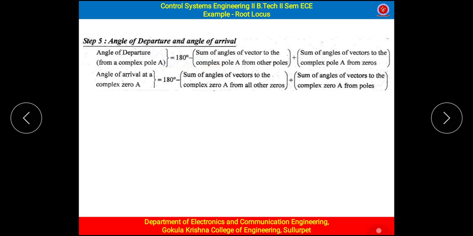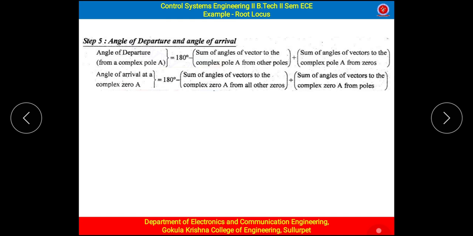So angle of departure and angle of arrival, we are basically using these angles when there are complex poles. When there are complex conjugate poles, anyway we will be discussing that with the examples we have. The expression to calculate angle of departure is 180 minus the sum of angles of vectors to the complex pole A from other poles, plus the sum of angles of vectors to the complex pole A from zeros.